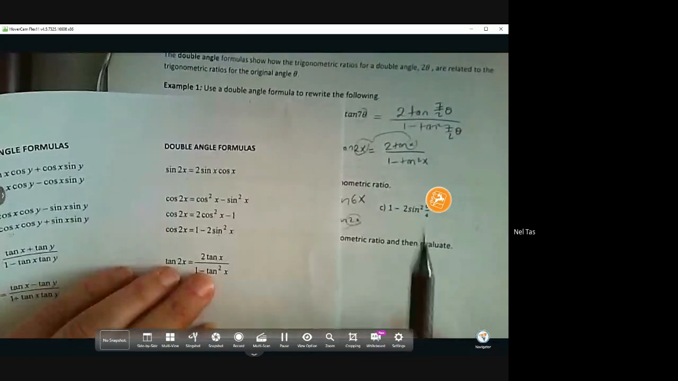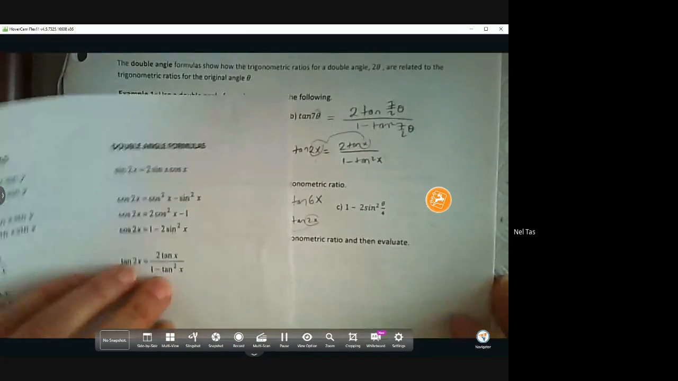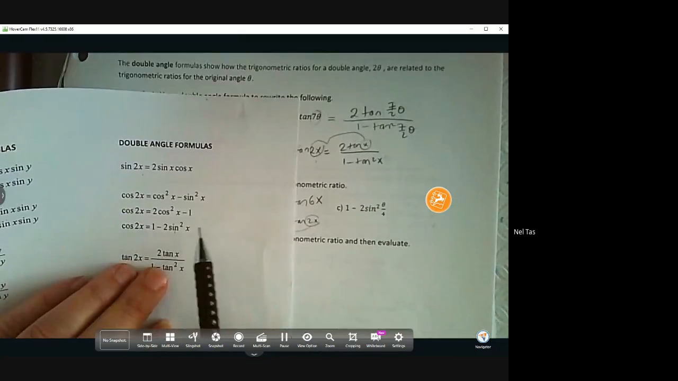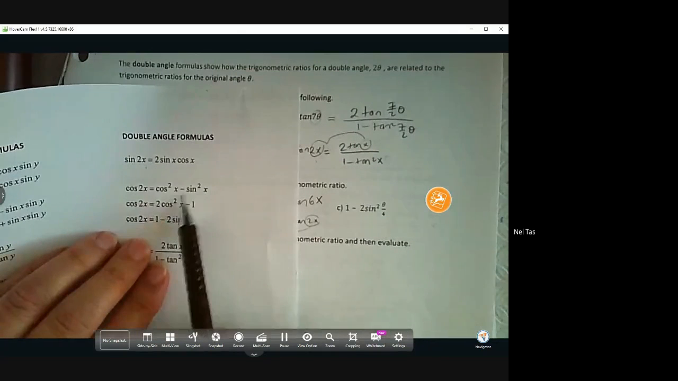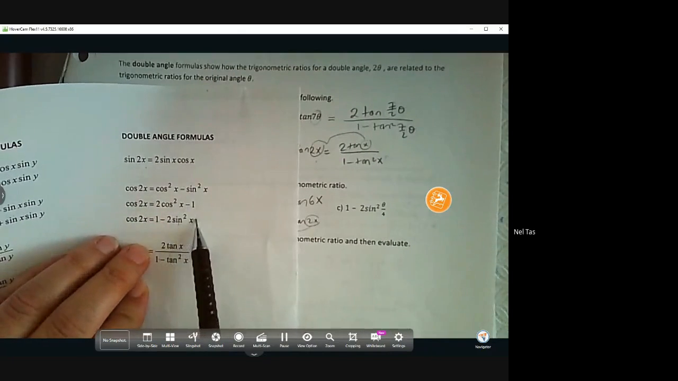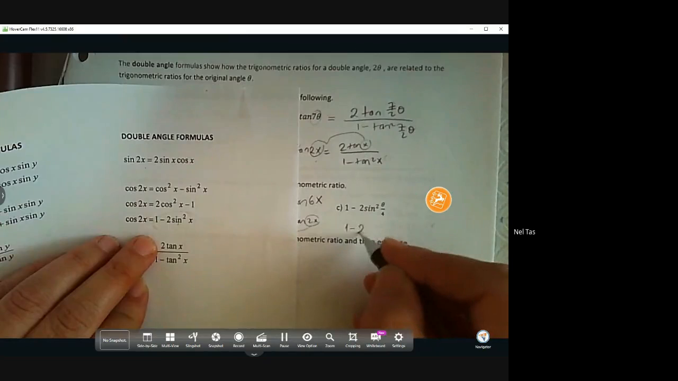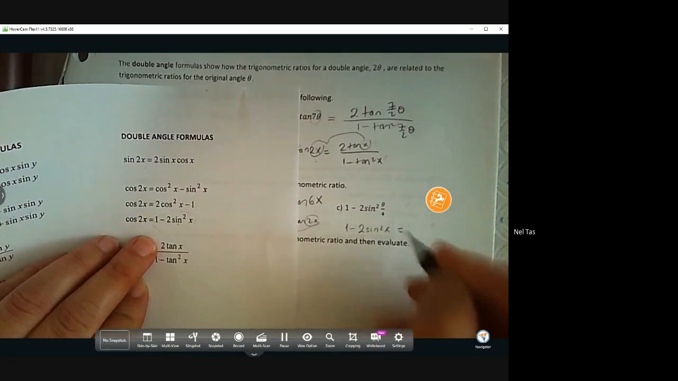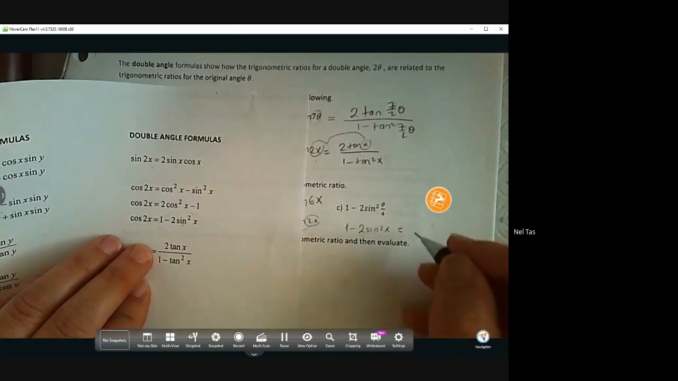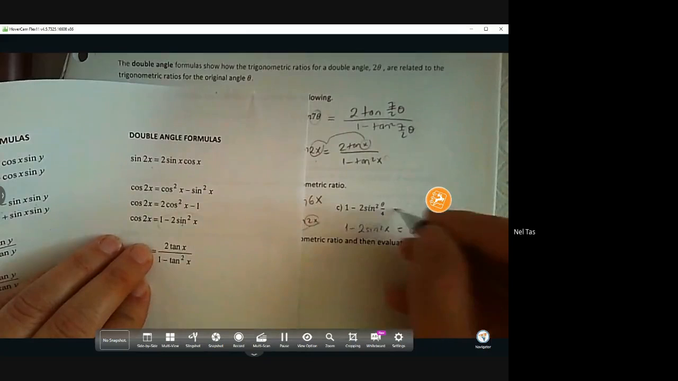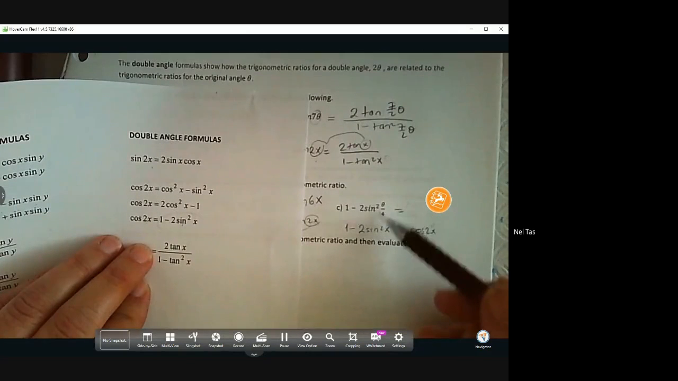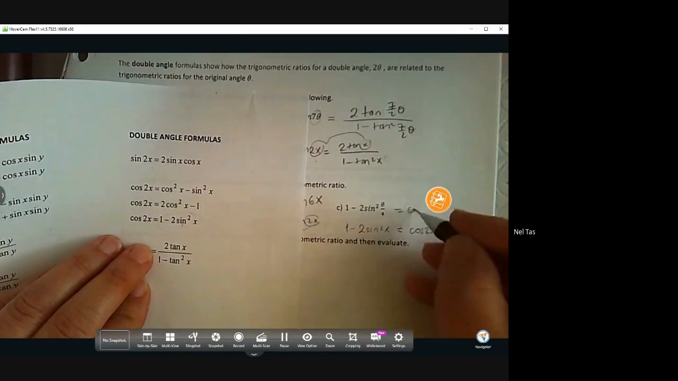Next one, we have 1 minus 2 sine squared theta over 4. If you look at it, it looks like the right side of the cos 2x formula. If we had 1 minus 2 sine square x, that would be equal to cos 2x. If you compare these two, instead of x, we have theta over 4. That is the only difference.